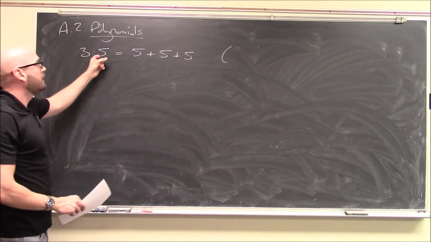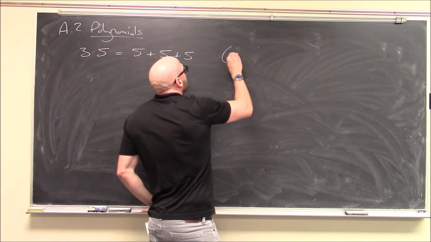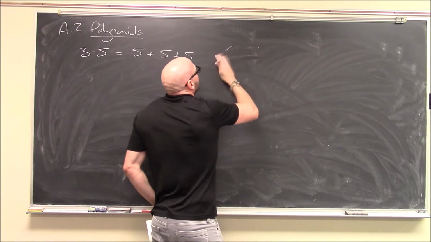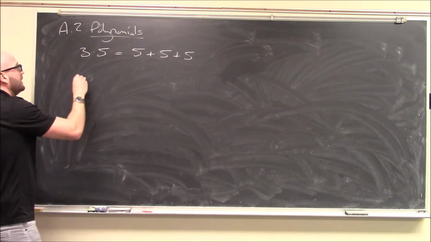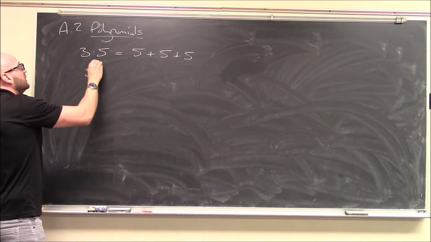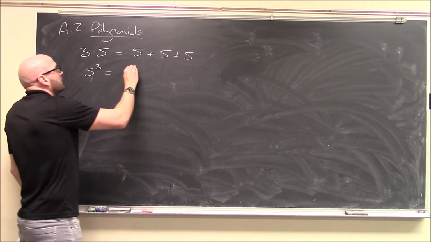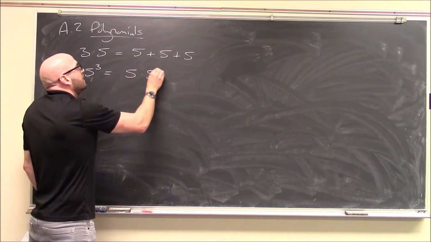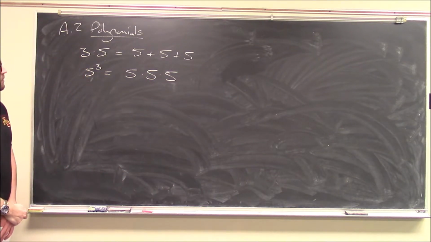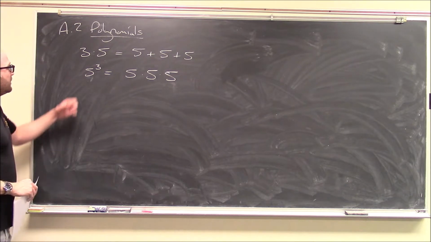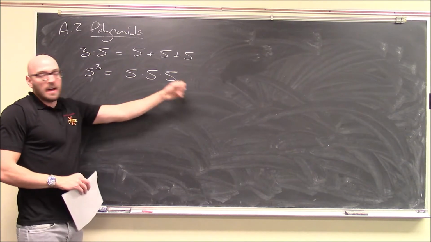If I said 7 times 5, that would be add 5 to itself 7 times. So multiplication is shorthand for repeated addition. What about 5 cubed? Well, that means multiply 5 by itself 3 times. So this is what exponentiation does. It's repeated multiplication. It's shorthand for multiply 5 by itself 3 times.